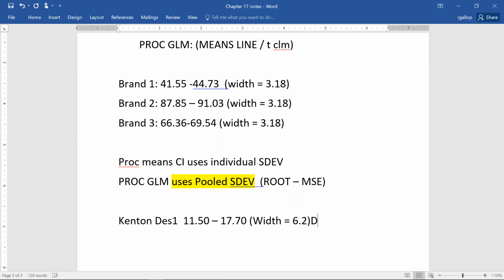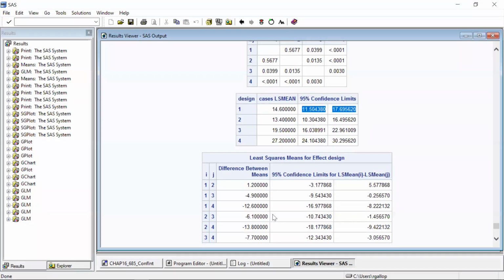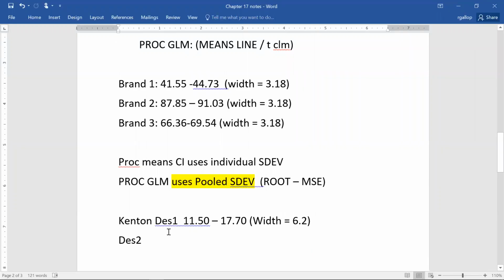Let's go to design two. So if we go to design two really quick, let's look at this as well. So you can see there we got 10.30 and we got 16.50 if we round it. So we go here and write this down. So design two, we got the 10.30, we got the 16.50, width equals 6.2.